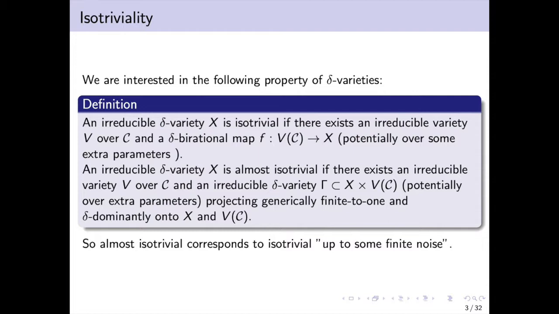But then what's an example of this? Of birational. So do you mean an example of a birational map? Or is it essential in the affine case to get isotrivial?